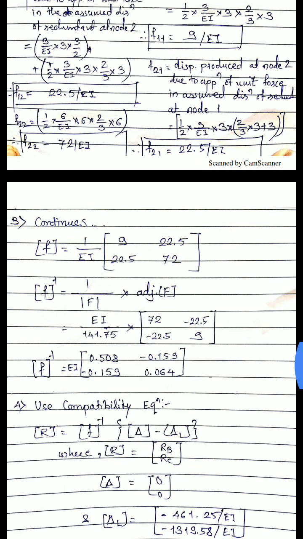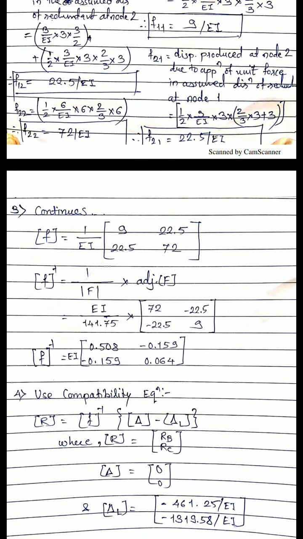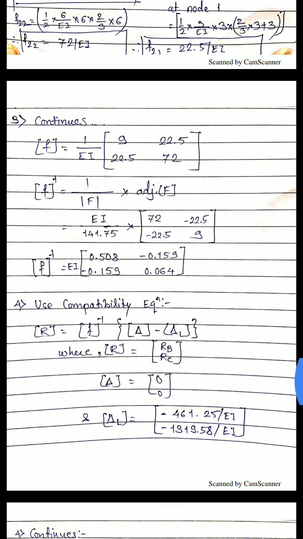And now F inverse is nothing but simply you have to take the division here. 72 by 141.75 comes out to be 0.508. Next one is minus 0.159. Next is 9 divided by 141.75, that comes out to be plus 0.064. So this will comprise your F inverse, the inverse of your flexibility matrix. Now you have to use your compatibility equation, which is R is equal to F inverse into delta minus delta L matrix.